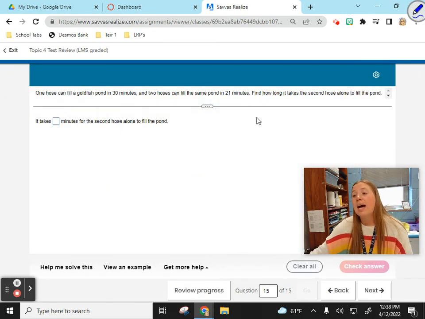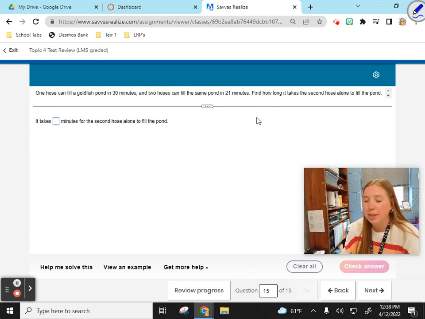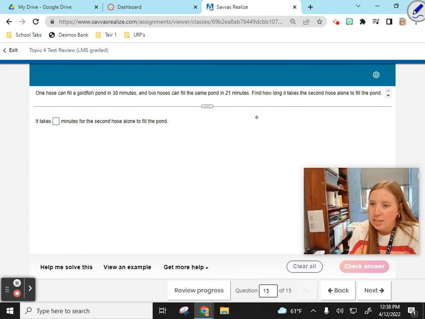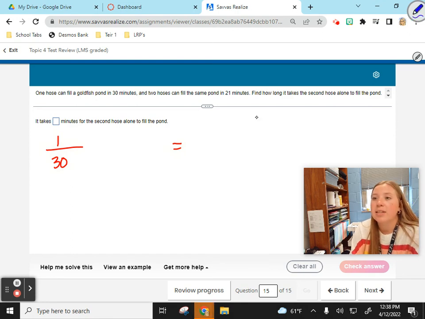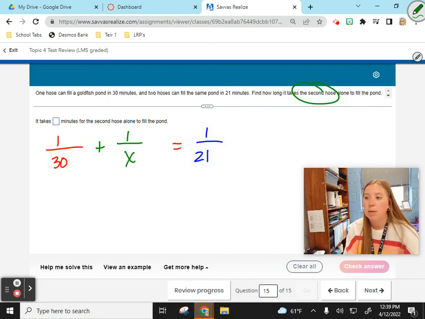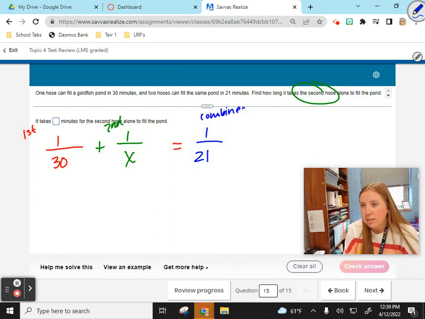Okay, last problem should look familiar again. One hose can fill up a goldfish pond in 30 minutes. Two hoses working together can fill the same pond in 21 minutes. How long does it take the second hose to fill up the pond on its own? So this is my first one. This is my second one. And this is my combined rate.